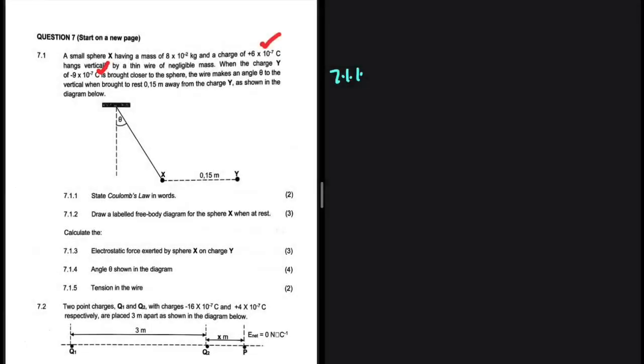We're supposed to state Coulomb's law in words. Well, the electrostatic force that a point charge exerts on another is directly proportional to the product of the magnitudes of the charges and inversely proportional to the squared distance between them, not between their centers. I do see a lot of people making that mistake, saying between their centers. It is the squared distance between them and not their centers. Right, that is 7.1.1.